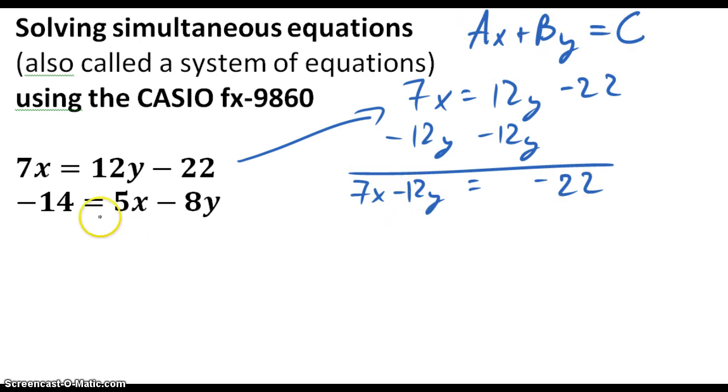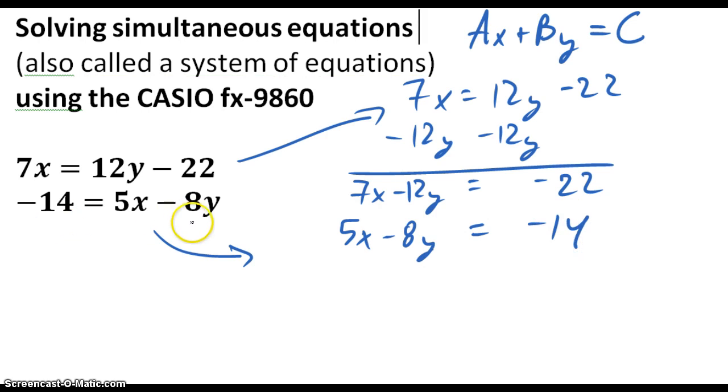Make sense? The second one, same idea, but you'll notice that we have the correct things on the correct side. We're just going to switch them. So we're going to write 5x minus 8y equals negative 14. You see how that's the same thing? Okay, so now we have it in the correct format.